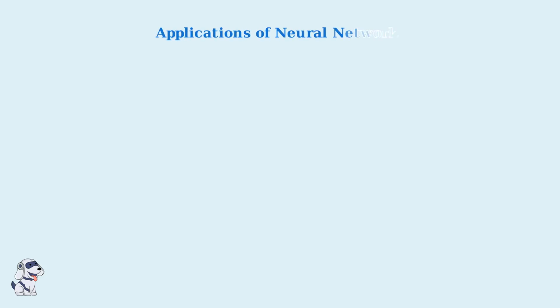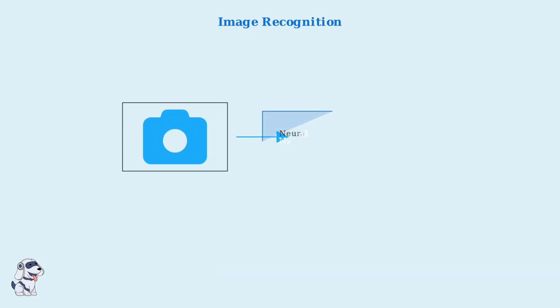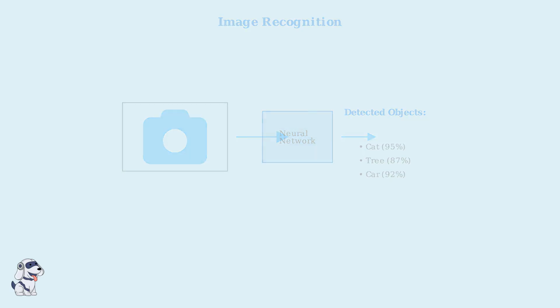Neural networks have revolutionized countless industries through their practical applications. Today, we'll explore 5 major areas where these powerful systems are making a real difference in our daily lives. Image recognition is one of the most visible applications of neural networks. These systems can identify and classify objects, people, and scenes in photographs with remarkable accuracy.